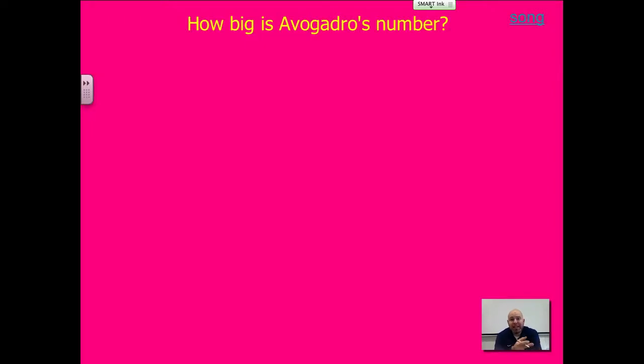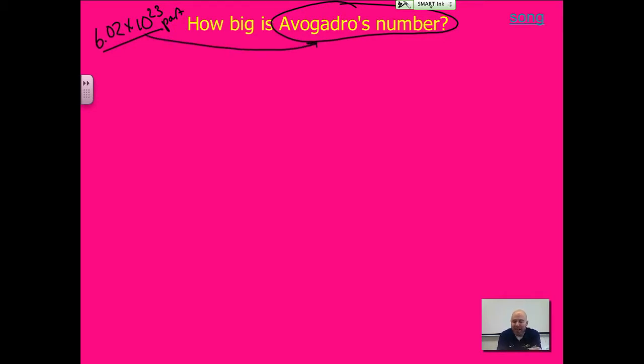So what I neglected to mention on that 6.02 times 10 to the 23rd is what it's called. It's called Avogadro's number. 6.02 times 10 to the 23rd. And again, I'll put particles. 6.02 times 10 to the 23rd is Avogadro's number.